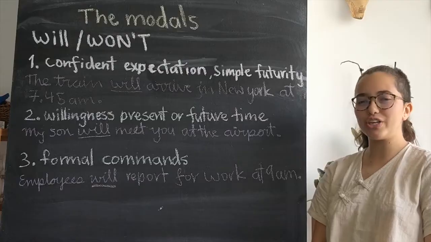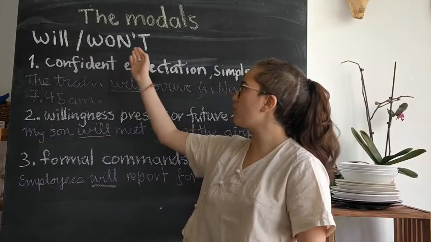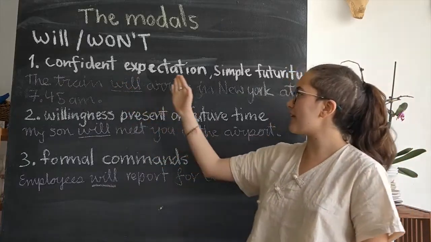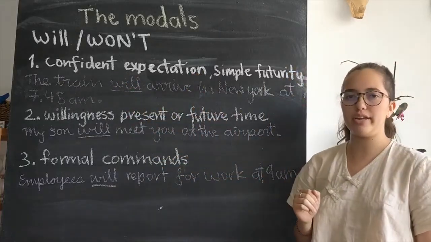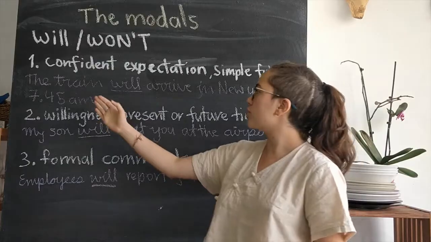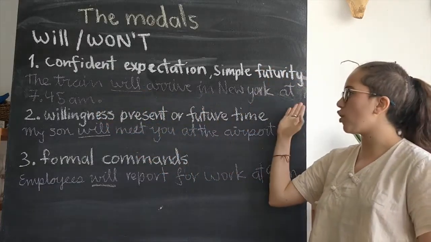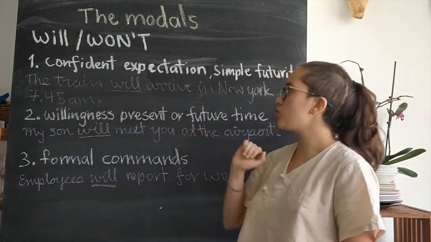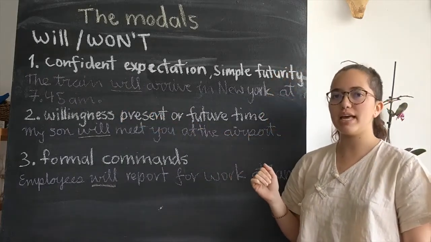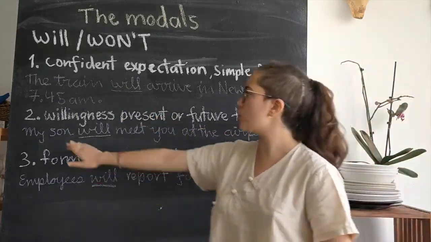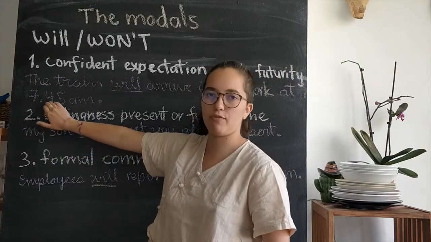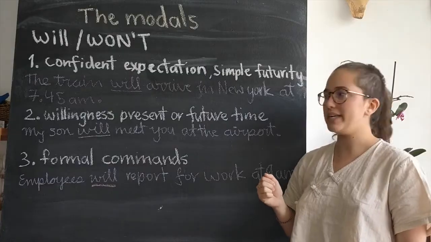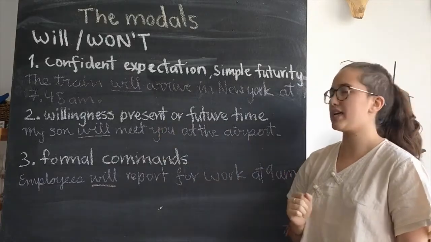The next modal auxiliary we are learning is will and won't. We use will and won't to express confident expectation in simple futurity. So for example, the train will arrive in New York at 7:45. Here we use will to show that we are confident and we expect the train to arrive at this time, 7:45.